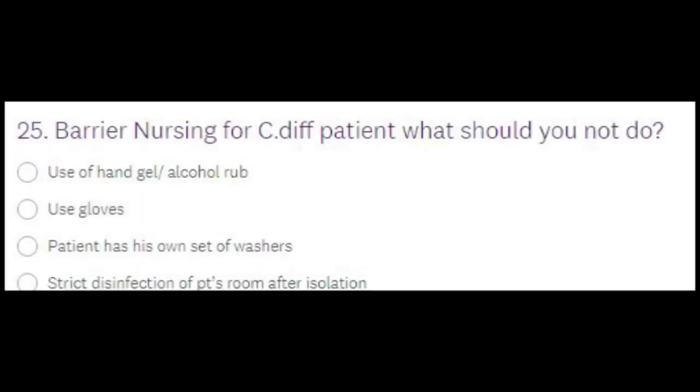Well, coming to the final question of the session, barrier nursing for C. difficile patient, what should you not do? Option A, use of hand gel or alcohol rub, option B, use gloves, option C, patient has his own set of washers, option D, strict disinfection of patient's room after isolation. Option A, that is use of hand gel or alcohol rub, is the right answer. Question is, what should you not do?